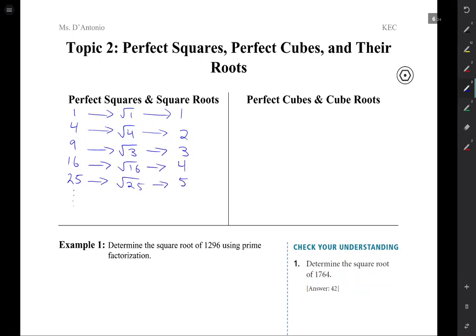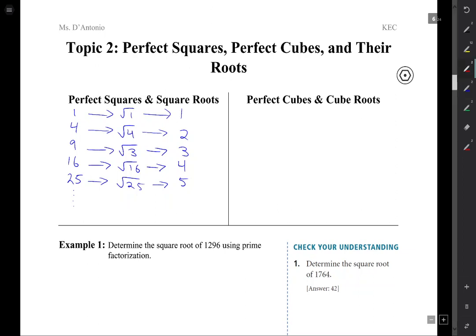Now we can also start with any number and we can square it and get a perfect square. So for instance, I could start with 6 and do 6 squared, which is equal to 36. And 36 would be a perfect square.